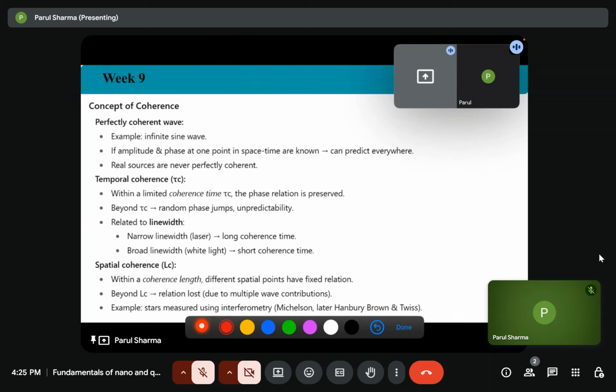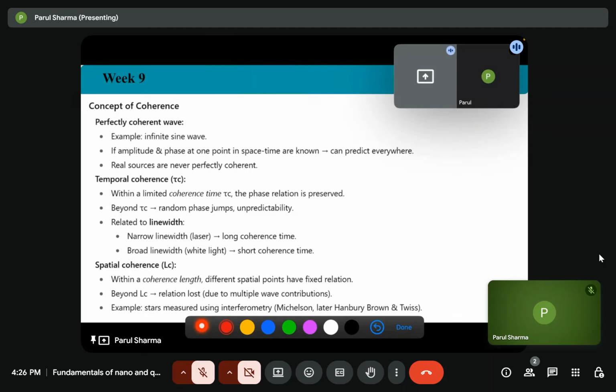So, an infinite sine wave is a perfectly coherent wave. If the amplitude and phase at one point in space-time are known, then it is coherent, and we can predict the amplitude and phase at any random point. We can predict everywhere in the parametric space.